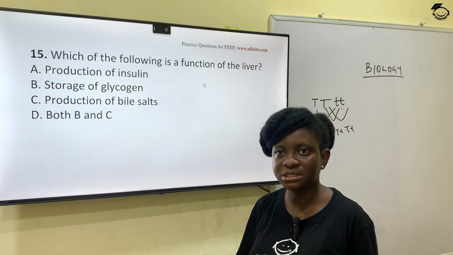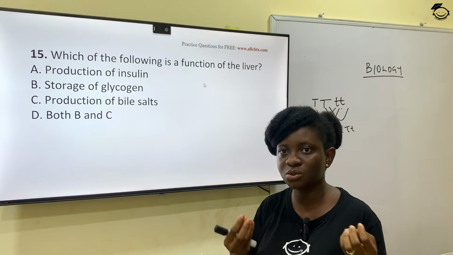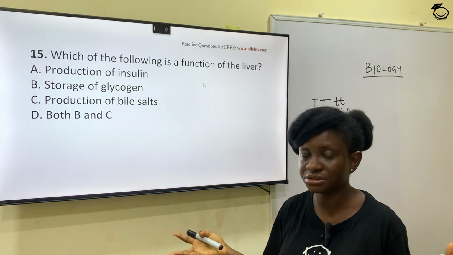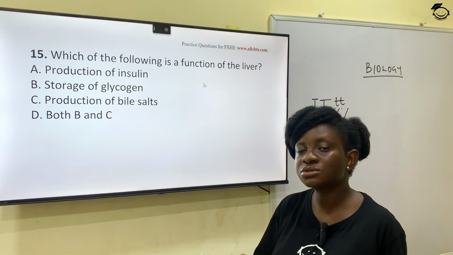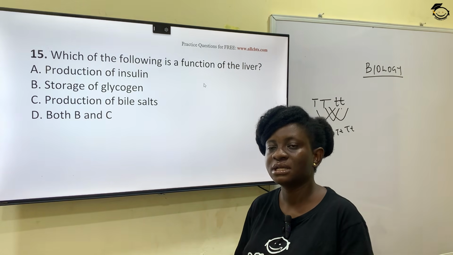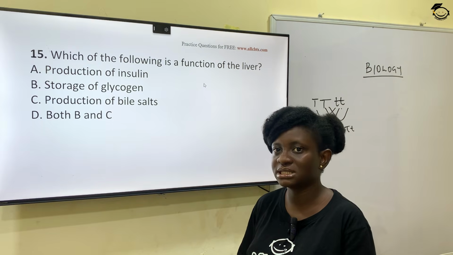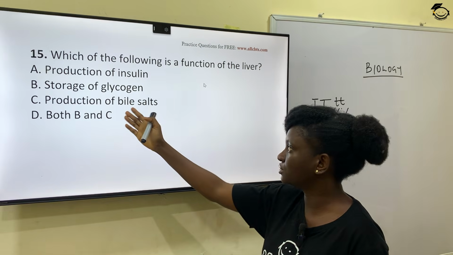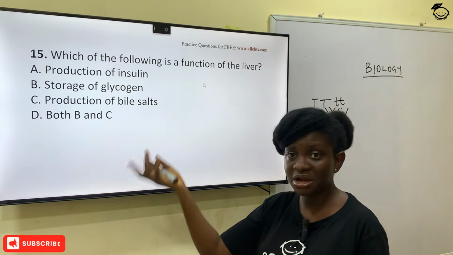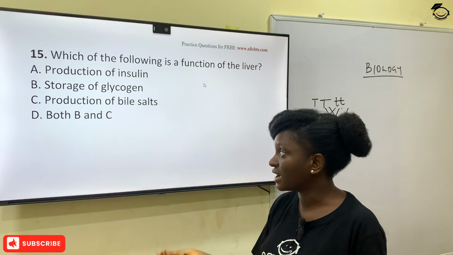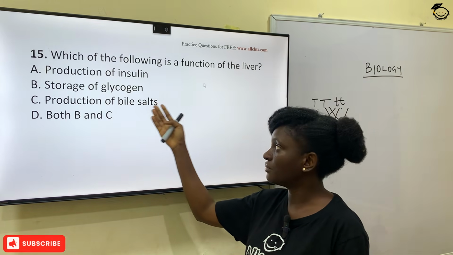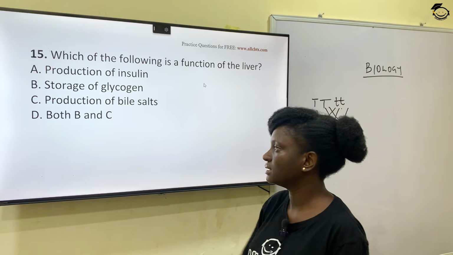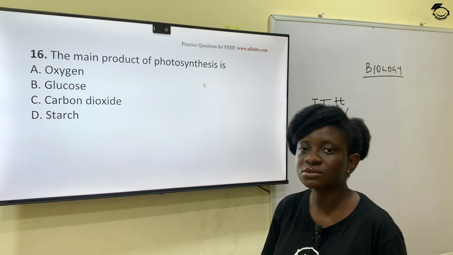Insulin converts glucose to glycogen when you consume carbohydrate or something sugary, and the liver helps to store this glycogen. It also helps in production of bile salts. The bile is mainly responsible for emulsification of fat, so the liver helps in production of bile salts. So that makes option B and C the correct answer, option D.